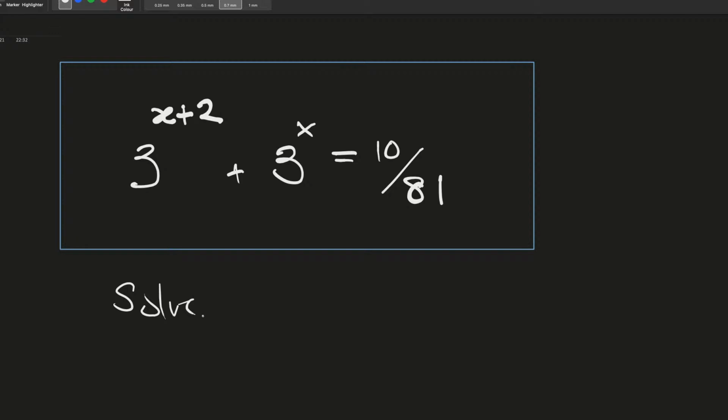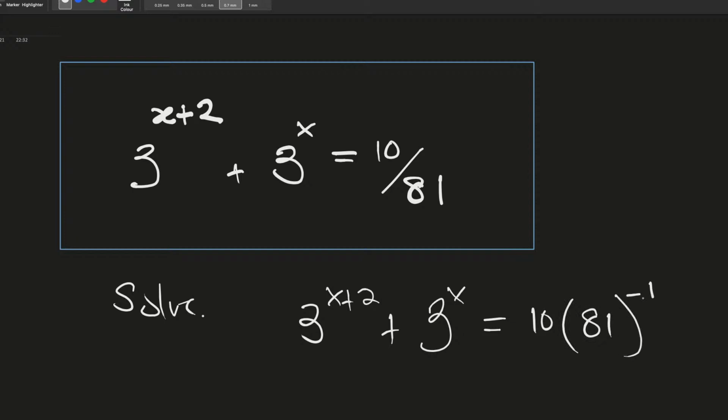The question says 3 raised to the power x plus 2 plus 3 raised to the power x is equal to 10 over 81. So how do you solve it? First and foremost, we can say 3 raised to the power x plus 2 plus 3 raised to the power x is equal to 10 into bracket 81 raised to the power -1. We haven't done anything so special. All we have done is reciprocate the 81 and multiply it by the 10. That stays the same. We haven't changed anything at all.